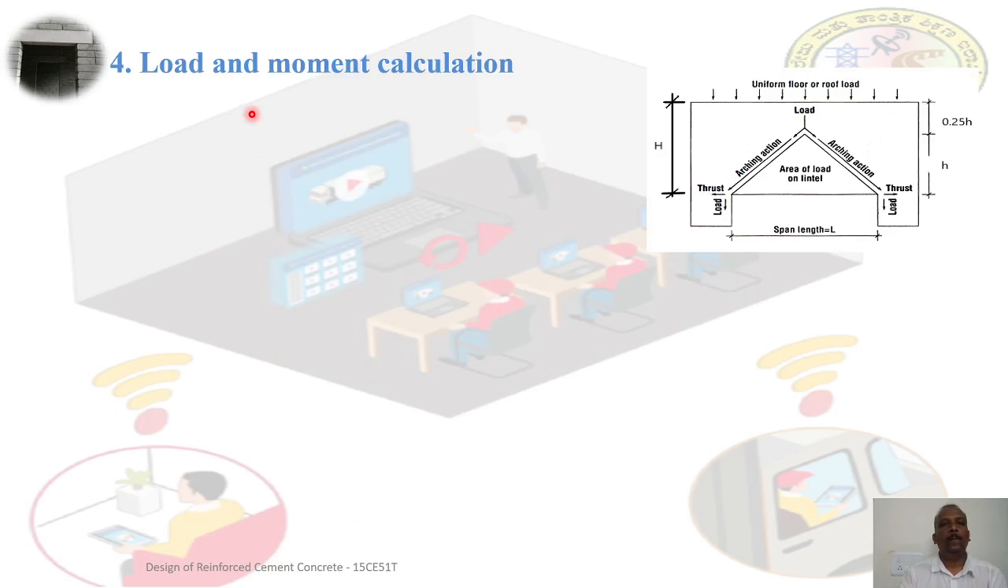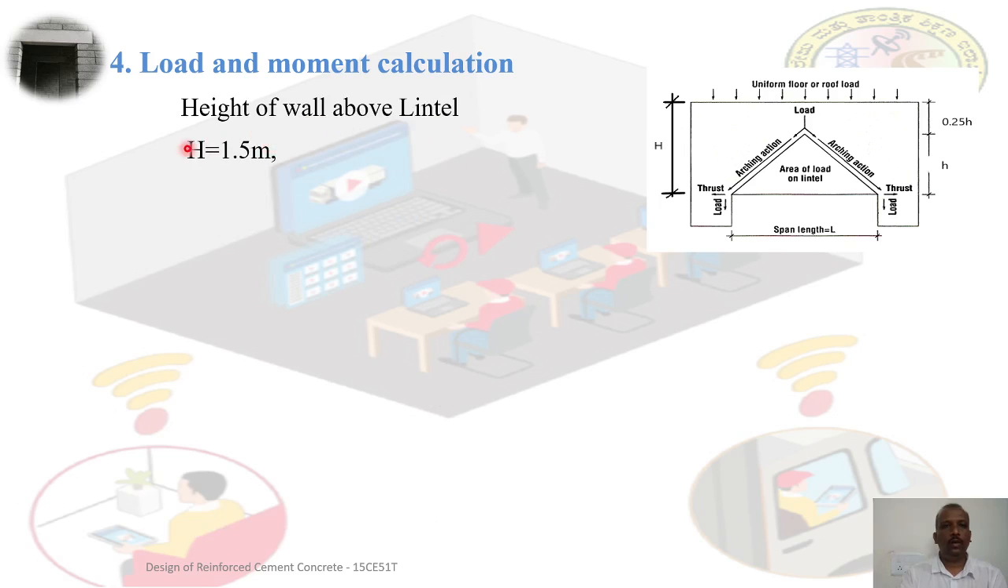Load: once we obtain the effective span, we need to calculate the load on the lintel and the moment. As we observed, to identify whether it is a triangular load or a uniform load, first of all we need to calculate this h. Then we have to compare it: if the wall height H is greater than 1.25 times h, then it can be treated as a triangular load. So this is what we are going to verify now.